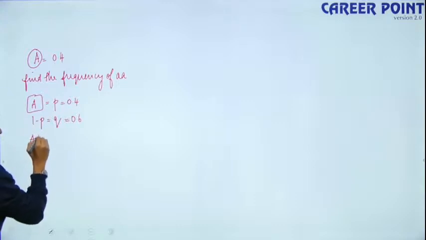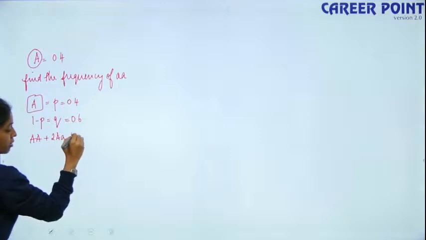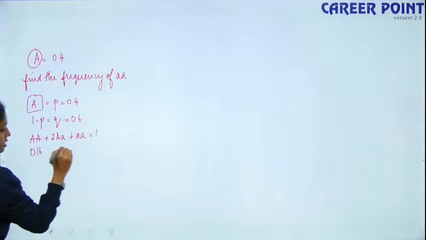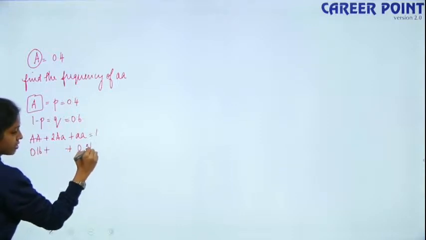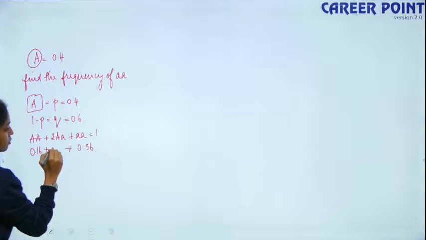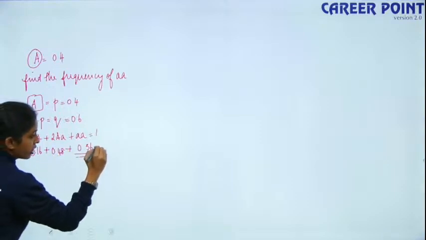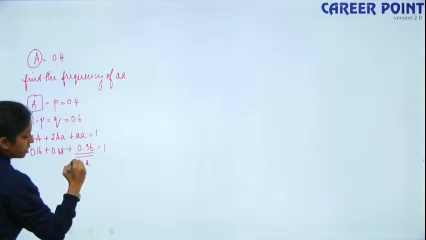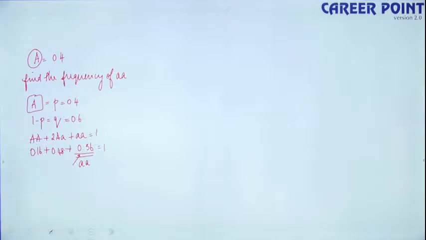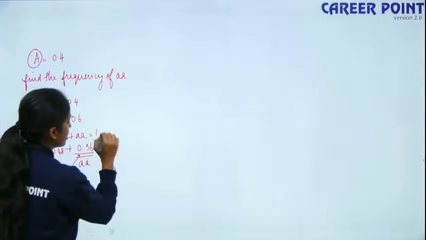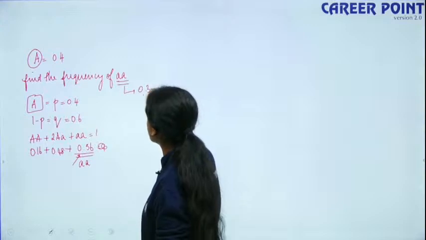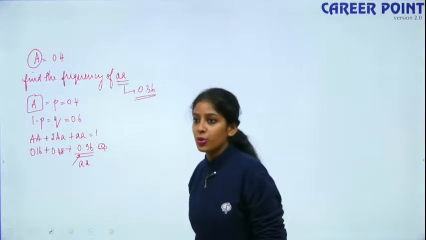So we know AA plus 2Aa plus aa is equal to 1. AA you know is 0.16, plus this is 0.36, and this is 0.48, if I am right. Yes, this is 0.48. So this is the frequency of AA. You have to check that it sums up to 1. This is your Hardy-Weinberg equation. If they ask the frequency of AA, you should write it as 0.16. So this is how you will know, right?